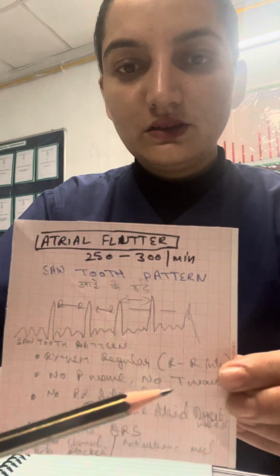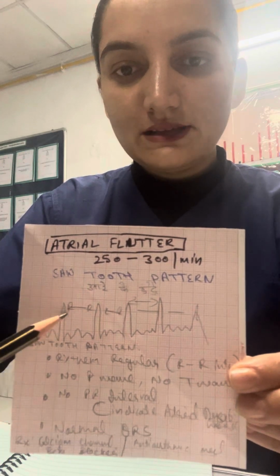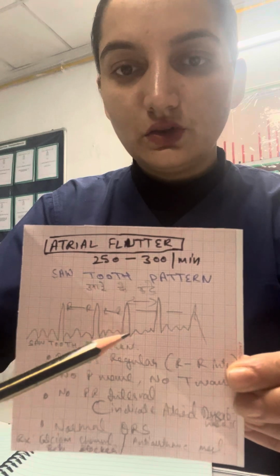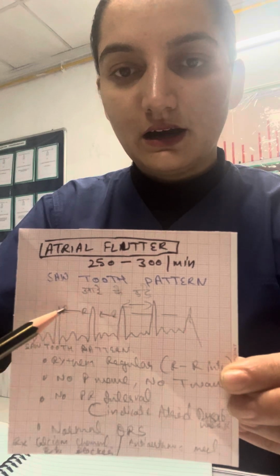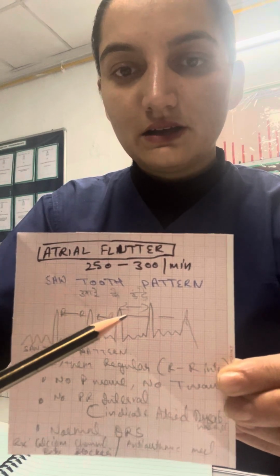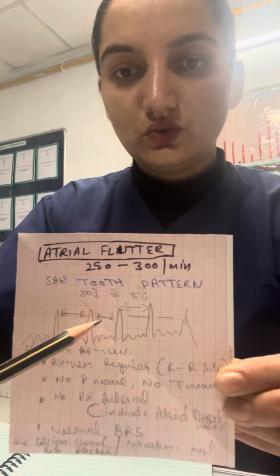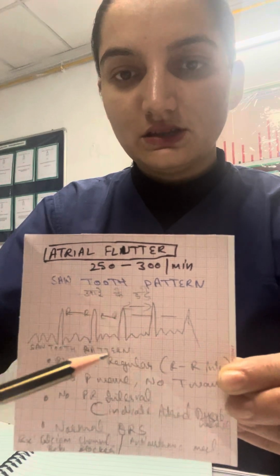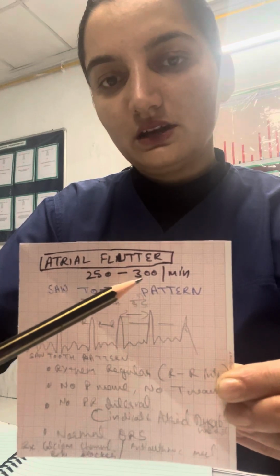In atrial flutter, the heart rate is between 250 to 300 per minute, and in the ECG we can see the sawtooth pattern. Here, see the QRS complex, this is the R wave, but the interval between the RRs will remain the same, that is 2 to 3 boxes. It will not change, and there is a sawtooth pattern.